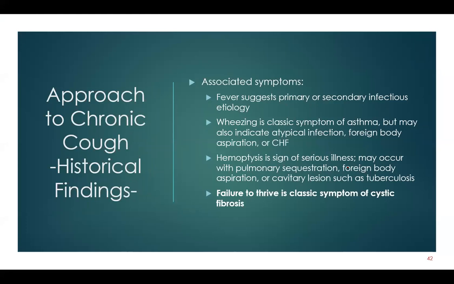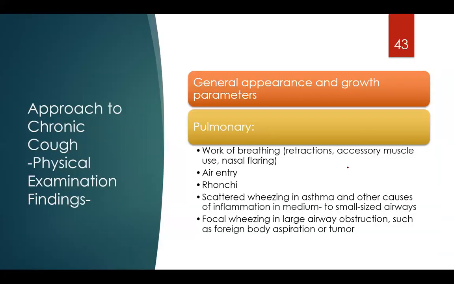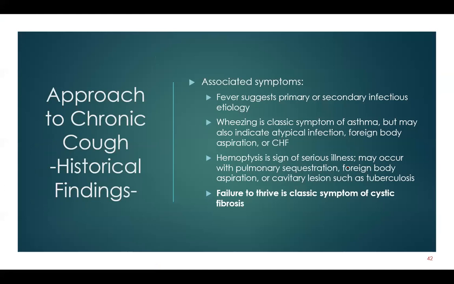So the approach to chronic cough, historical findings. Fever suggests an infectious etiology. Classic symptom of asthma is the wheeze. Hemoptysis is a serious sign of something going on, like either tuberculosis or more likely a blood clot in the lung. Failure to thrive is a classic symptom of cystic fibrosis. And there's going to be a family history there, right?